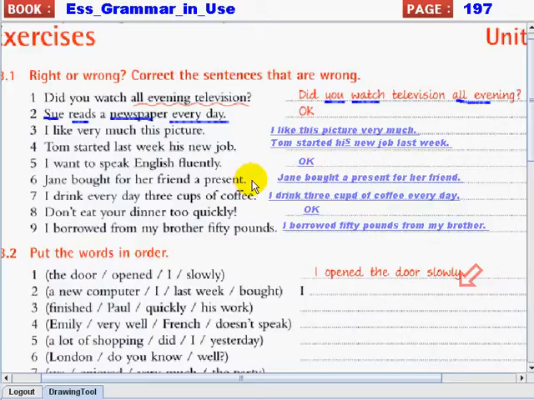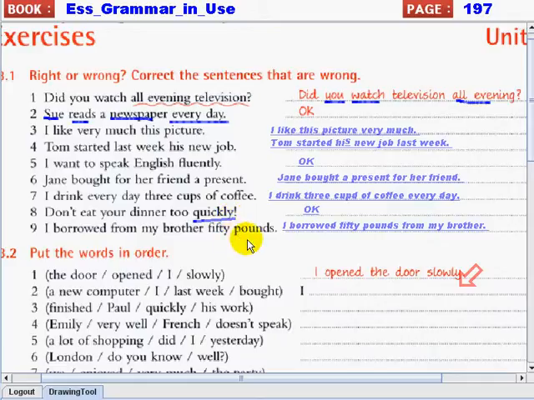6th. Jane bought for her friend a present. Jane bought a present for her friend. Jane, our subject, bought our verb, present our object, and is for her friend, right? 7th, I drink every day 3 cups of coffee. It should be, I drink 3 cups of coffee every day. 8th, don't eat your dinner too quickly. That is correct. We usually place our adverb at the end of our sentence.